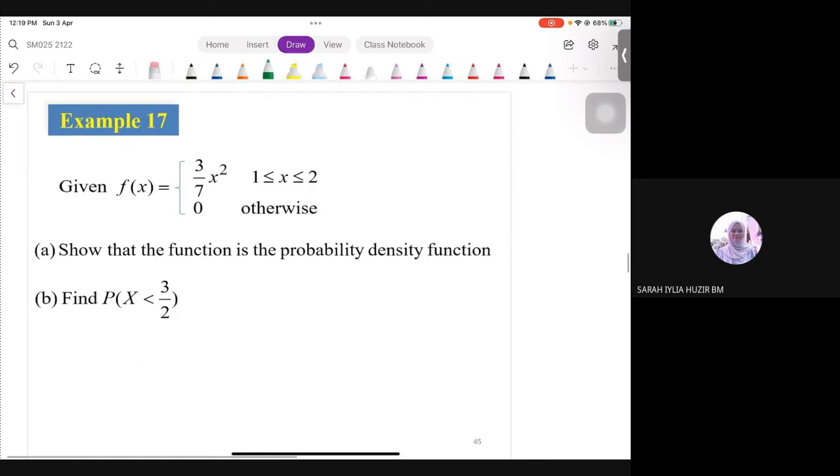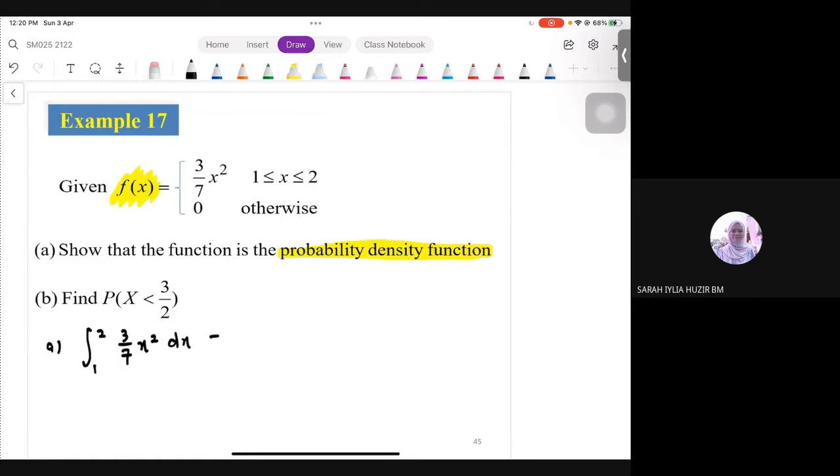Okay, so let's do example. So given the function is 3 over 7 x squared from 1 up to 2 and 0 otherwise. So the notation here is f(x). So we know that's the major hint that this is actually continuous random variable. So we have to show that the function is actually probability density function. So as before tadi kita ada highlight, in order to prove this, integrate all function must be equal to 1. But now since we only have one function here, so it's quite easy. You just have to directly integrate that function. So I integrate now from 1 up to 2. Our function is 3 over 7 x squared dx.